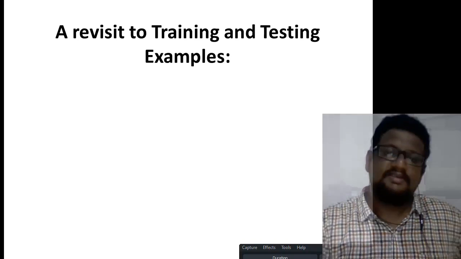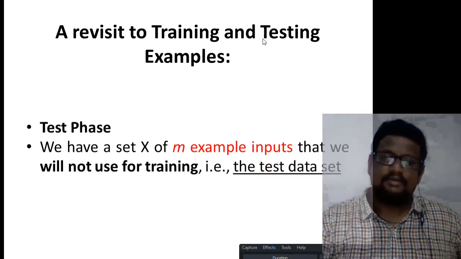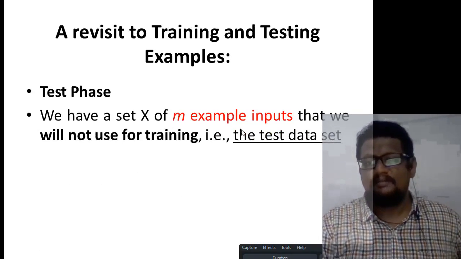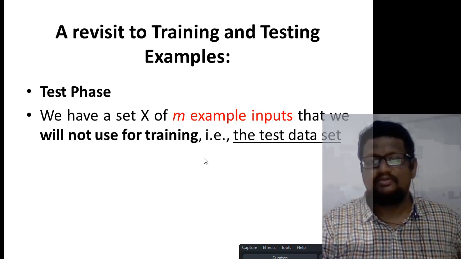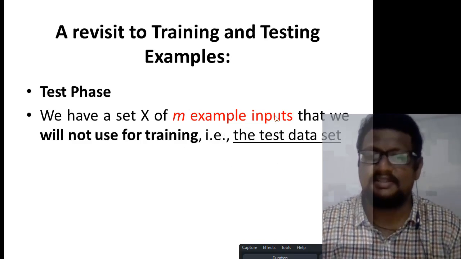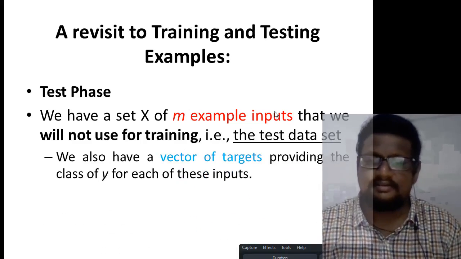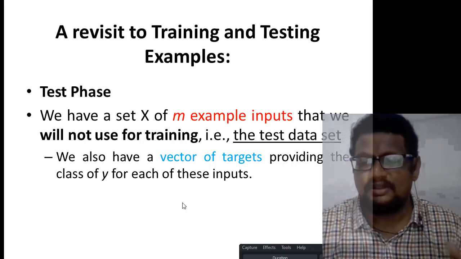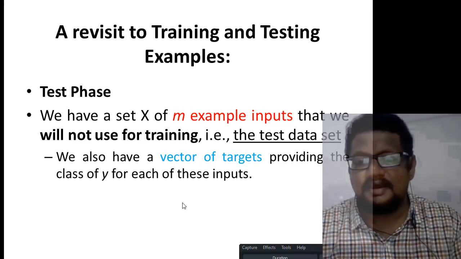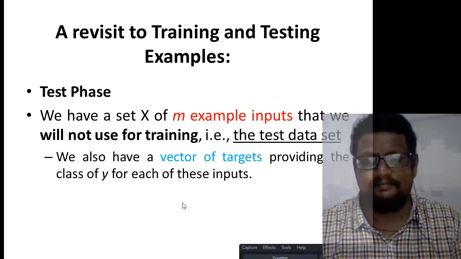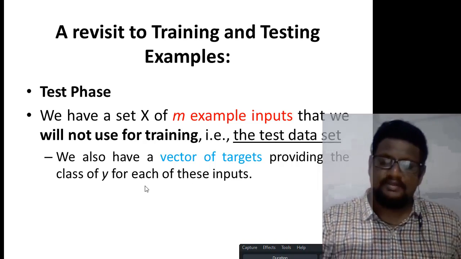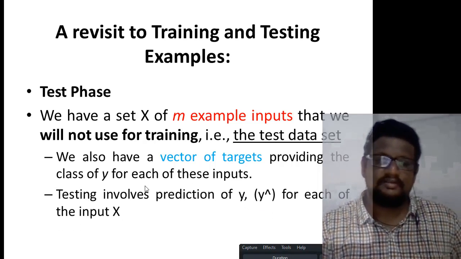So let us revisit training and testing examples. What is meant by the testing phase? In the testing phase, we have a set X of m example inputs that we will not use for the training, and use only for the testing. That is called the test data set. We also have a vector of targets for the test data set. So the labels for the inputs in the test data set are also there. We have a vector of targets providing the class y for each of these inputs. That is called a test data set.